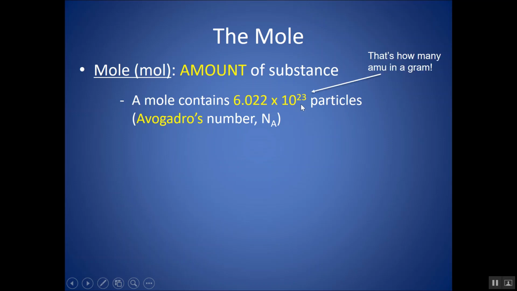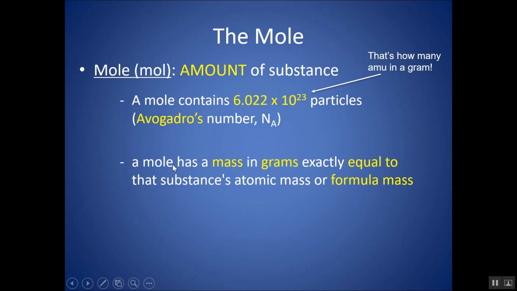So why is this number important? How it translates is that this is actually how many atomic mass units are in a gram. So that's why this number works out in such a way that a mole has a mass in grams exactly equal to that substance's atomic mass or formula mass. So instead of just putting the number in AMU, we could put that same number but put grams after it, as long as we're talking about a mole.